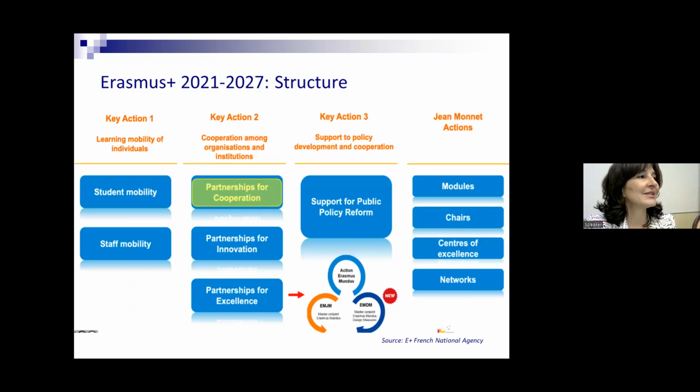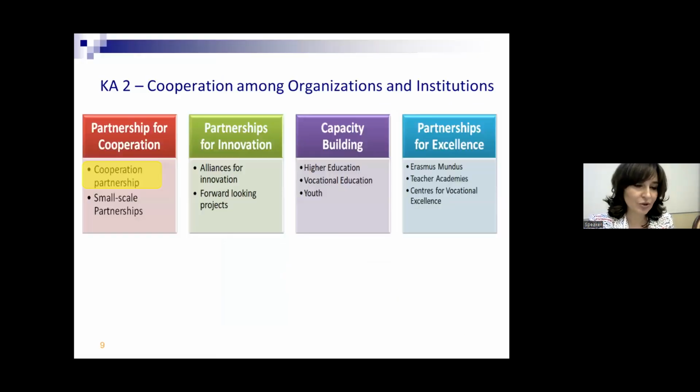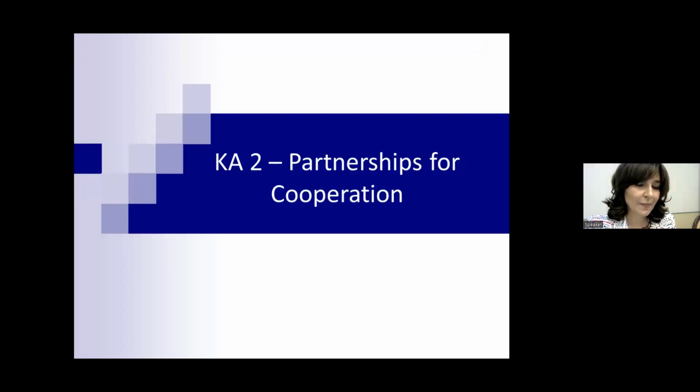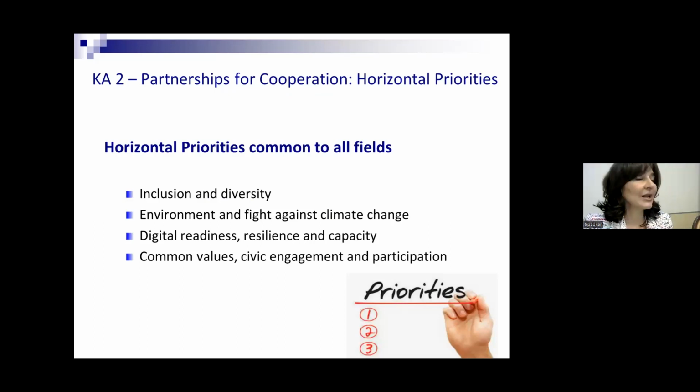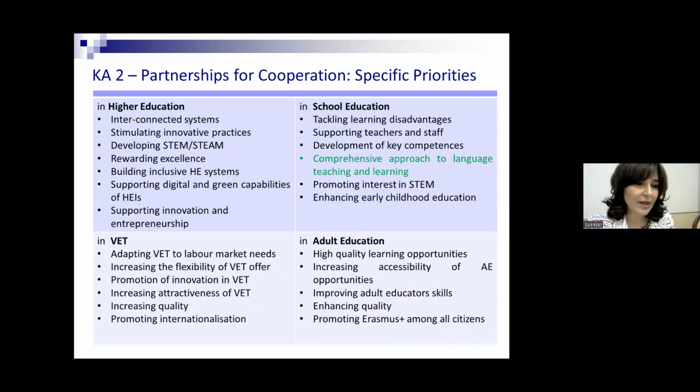The structure of the program, this is an umbrella program, so there are many actions and sub-actions, and we're going to present only one here, that is partnership for cooperation, mainly cooperation partnership projects. So within this area, there is this cooperation partnership projects that I'm going to speak about. The horizontal priorities for this action are the same as I mentioned earlier. And then there are the so-called field-specific priorities related to the different fields. So, for example, for the field of higher education, these are the priorities that you can see.